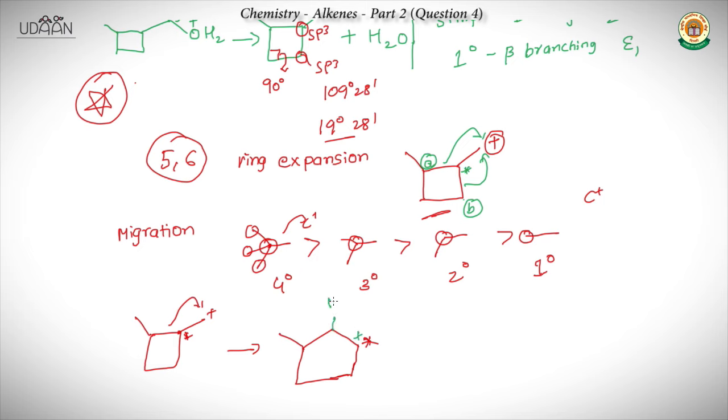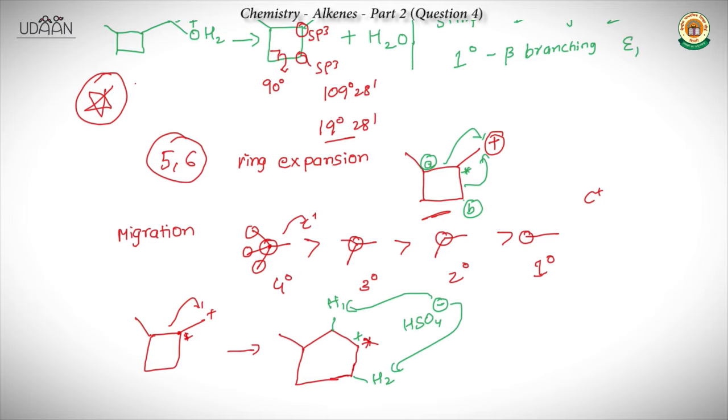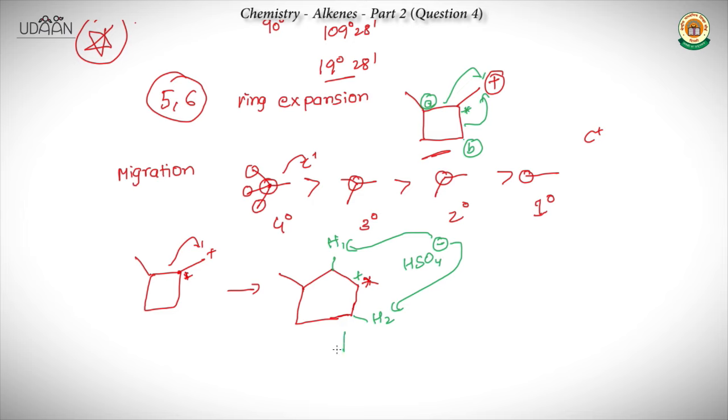Now you have HSO4 minus in the mixture. It can take either H1 or H2. So accordingly, you will get two alkenes. One is this one and the other is this one.